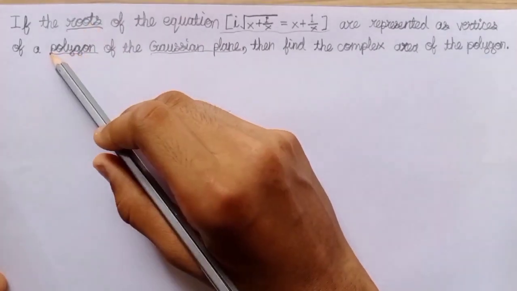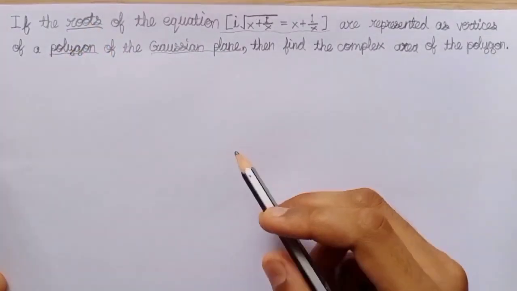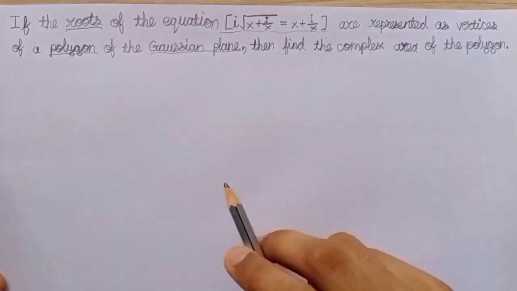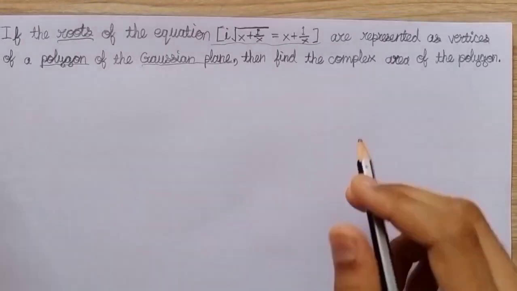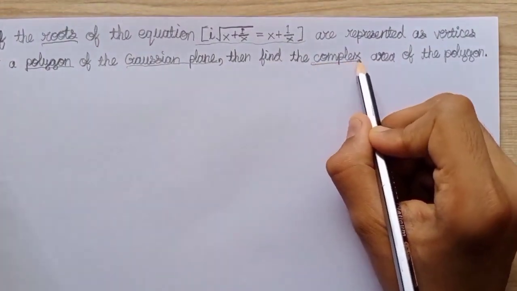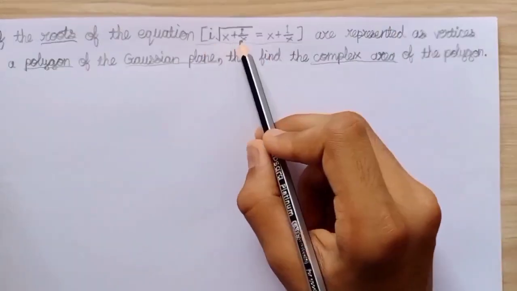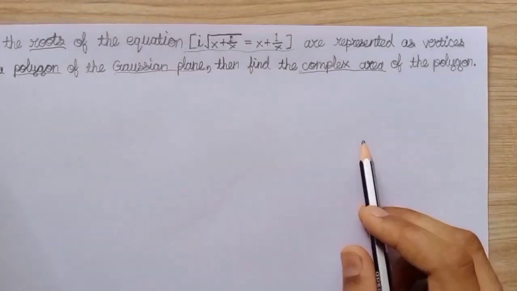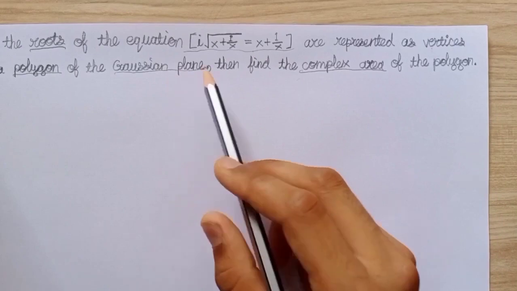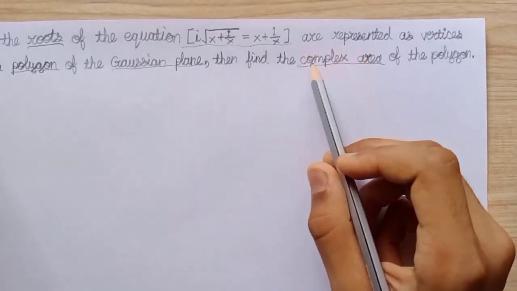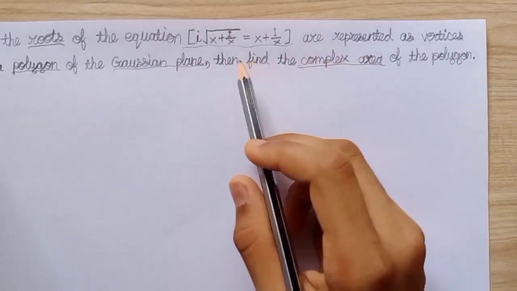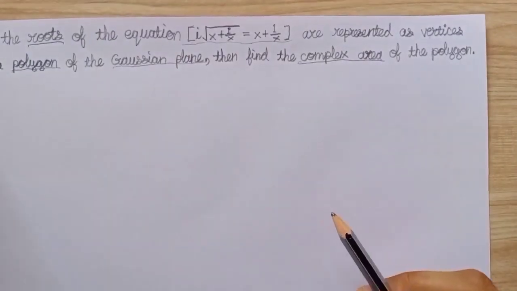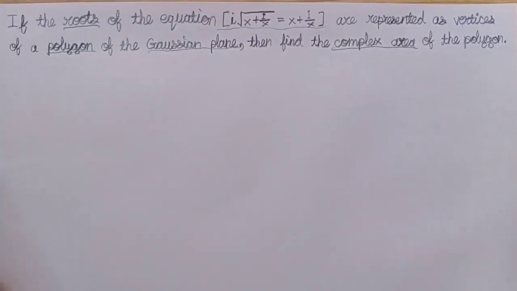Since it's mentioned polygon, we don't really know how many vertices it has, nor do we know how many roots it has. So we have to find the number of roots as well as the complex area. We need to know the roots, then use the area formula, and we'll get the answer. So here's how it works.